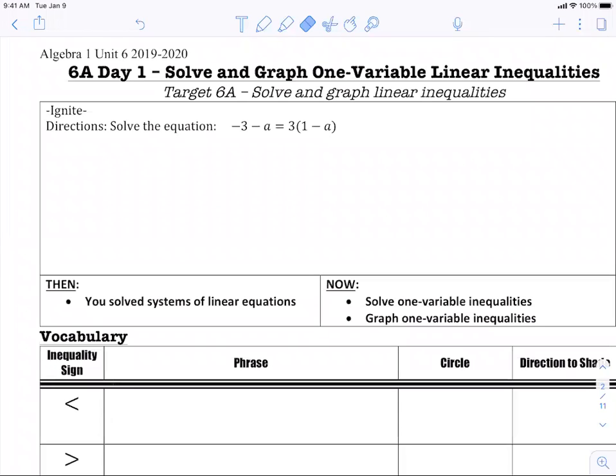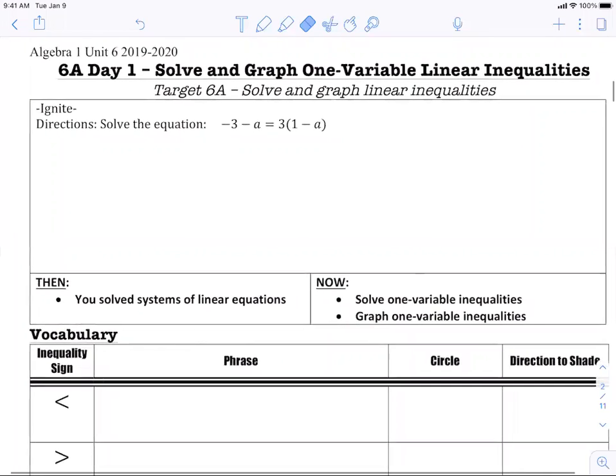Hello, everyone. Today we're going to be solving and graphing one variable linear inequalities. Before we get into what exactly that means, if you could, at the top of the page, try solving that problem right there, pause your video now and give it a shot.